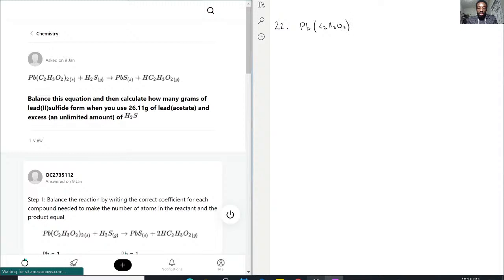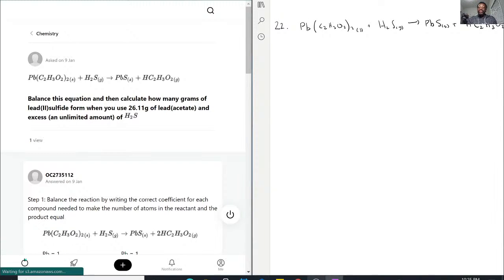Pb(C2H3O2)2 plus H2S gas turns into lead sulfide, as they said, plus, we might need more space for this, H C2H3O2.